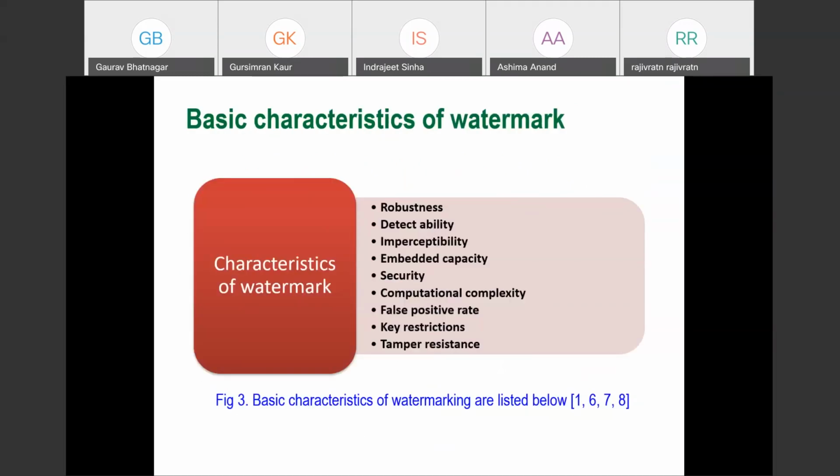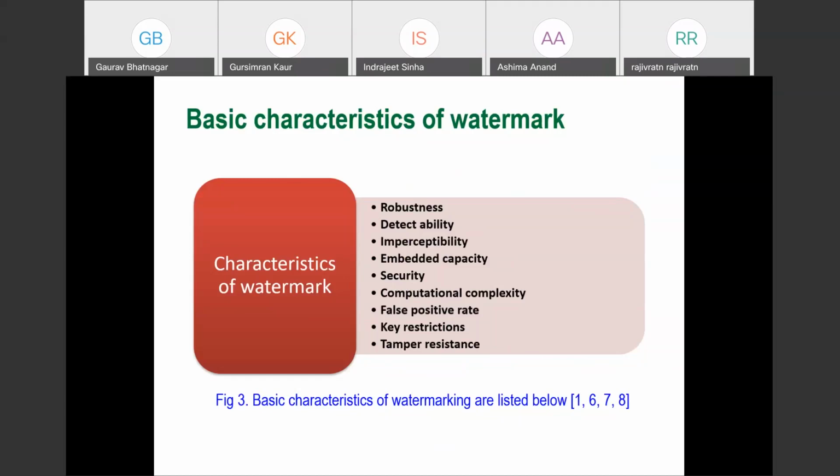So these are the basic characteristics of any watermarking technique. The hidden watermark should withstand any kind of attack that may occur. The watermark should only be detectable by the authorized party. Imperceptibility is basically the measure of similarity between the original cover and the watermarked cover media. Embedding capacity is the amount of data that can be hidden within the cover media while maintaining a good amount of imperceptibility.